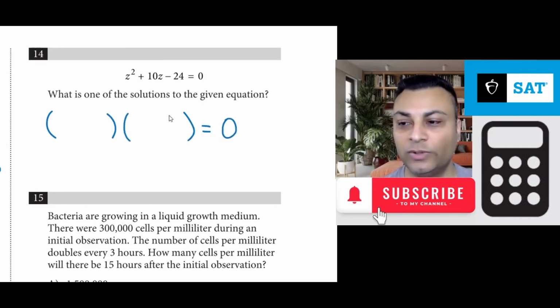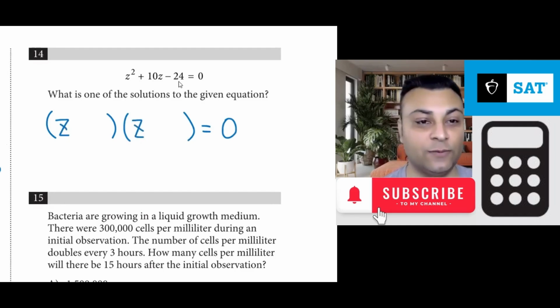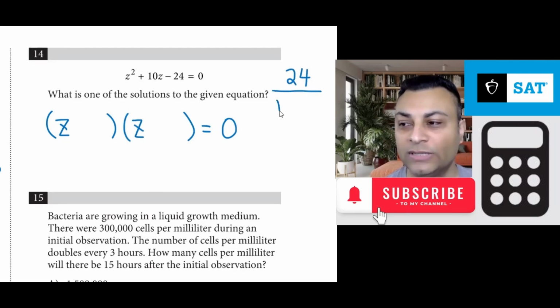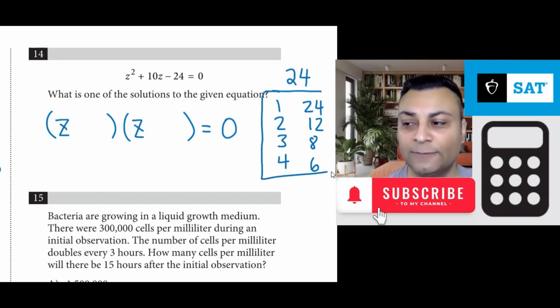Equals 0. We need a z here and a z here. Now, how do you make 24 or negative 24? Let's write down the factors of 24 or the ways to make 24. We know 1 times 24. You can use a 2, a 3, and a 4: 2 times 12, 3 times 8, and 4 times 6. Your next line will be 6 times 4, which is repeating yourself. So these are the options.